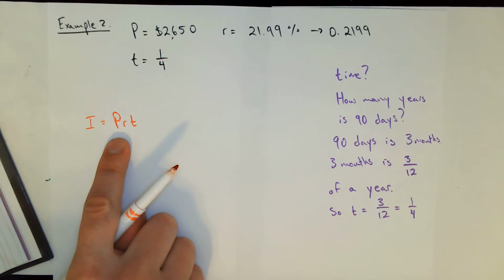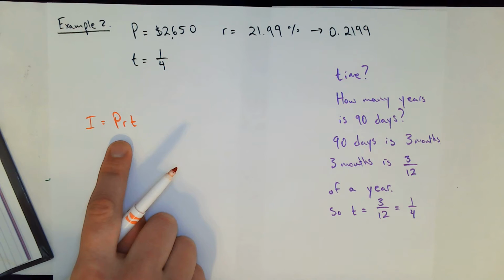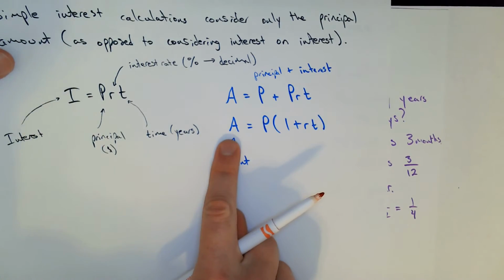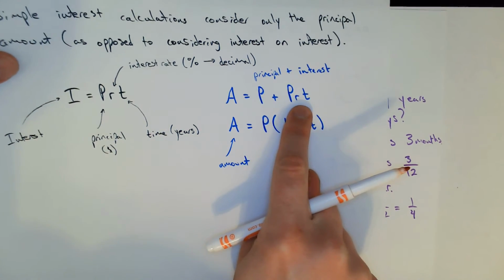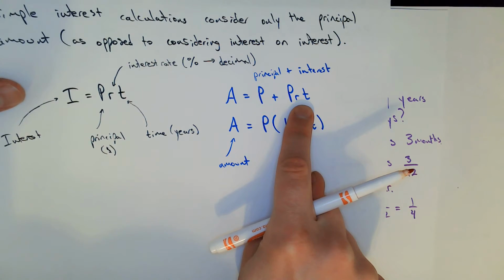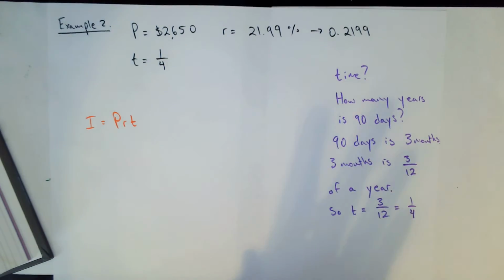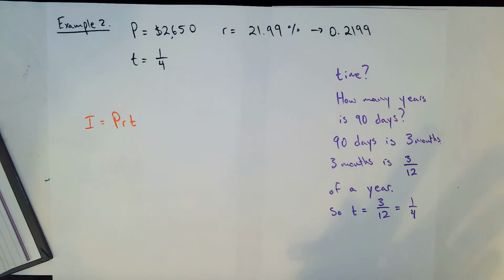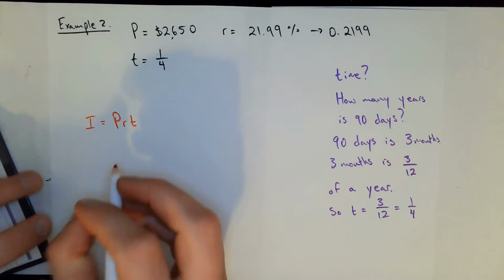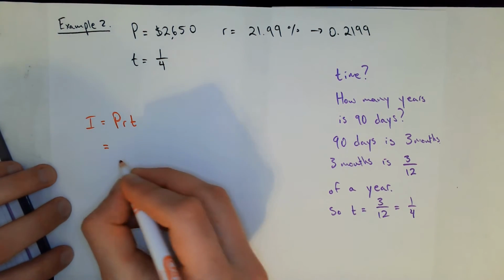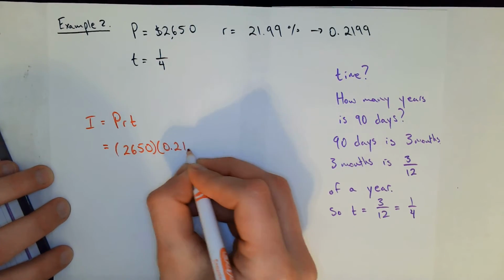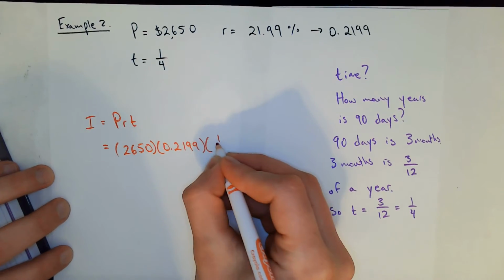So I could go use that formula, like I told you, does it all at once, because that's what they want to know in this problem. They want to know the total amount of principal plus interest, the price of the TV plus the interest earned over the 90-day period. I'll do it in pieces though, okay? I'm just going to do it in pieces so we can see how much interest it is. Okay, PRT, so 2,650 times 0.2199 times 1/4.